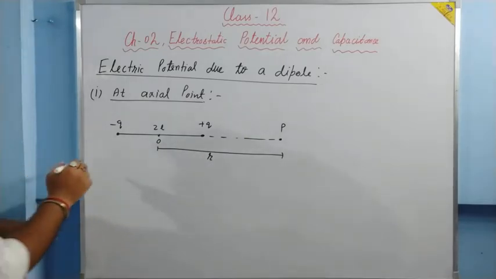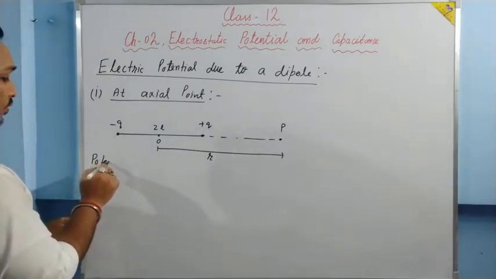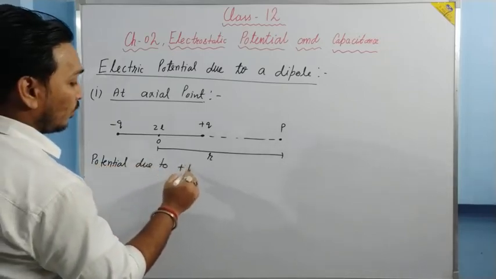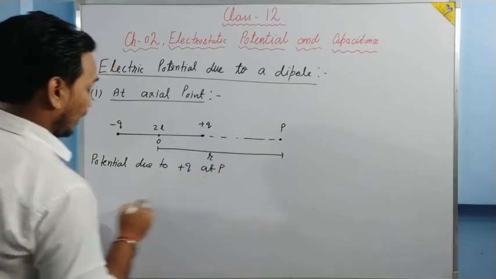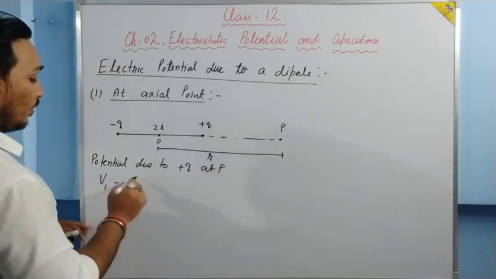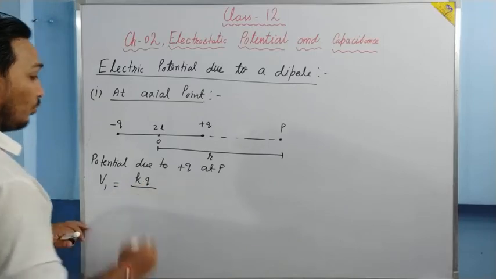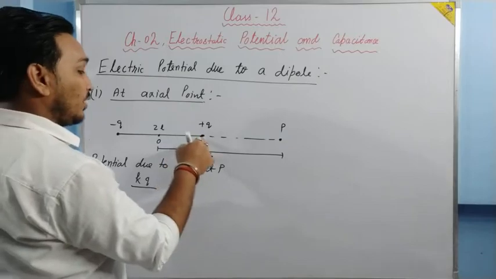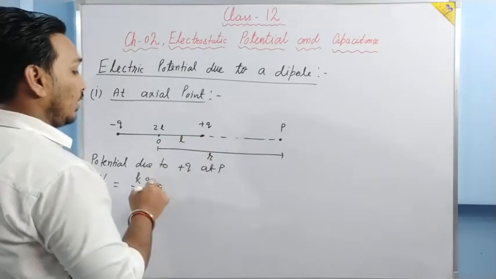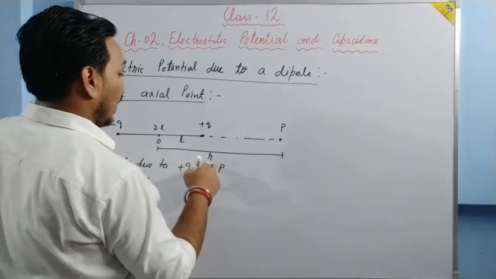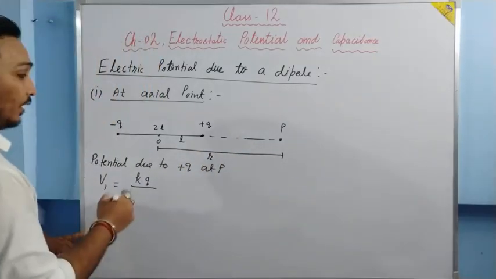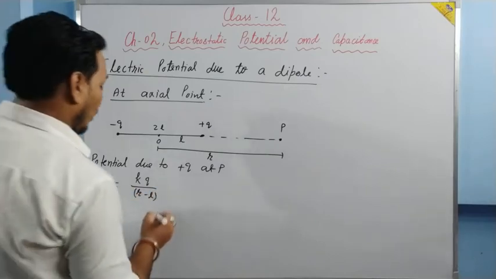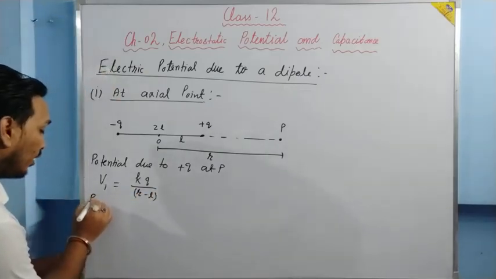Now potential due to plus q at P, V1 will be given as kq upon the distance between plus q and P. From O to plus q there is a distance of L. From O to P it is r. So what is the distance between plus q and P? Obviously it is going to be r minus L.